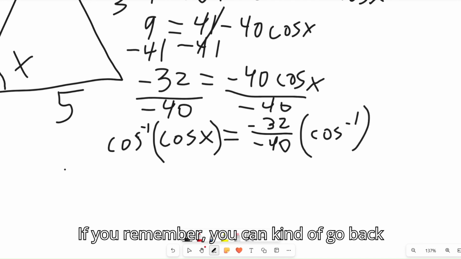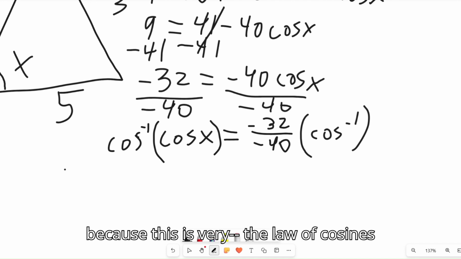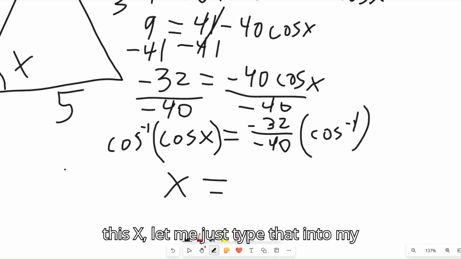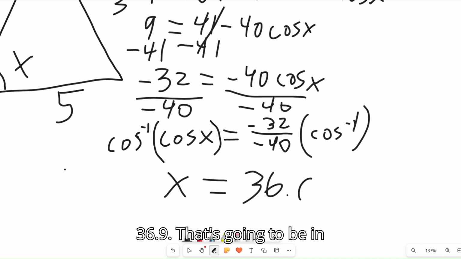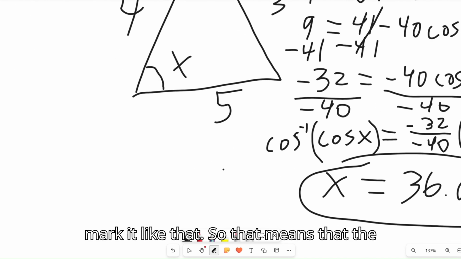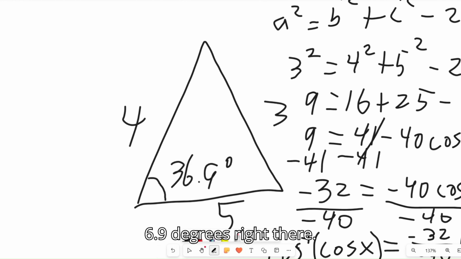If you remember, you can go back to older lessons. It's very important that you watch the previous lessons, because the law of cosines is very built off of that. But if you do this, let me type that into my calculator right here. This should get you about 36.9. That's going to be in degrees. I usually forget to mark it like that. But that means the variable we're trying to solve for is 36.9 degrees right there.